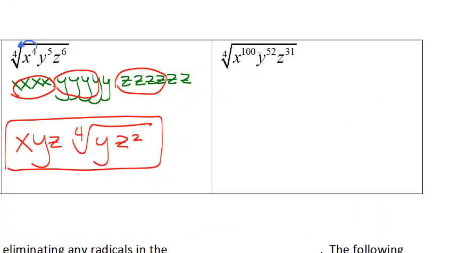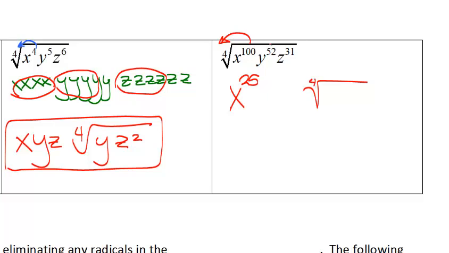So the 4th root of x to the 100, y to the 52, and z to the 31. I will not write out 100 x's and circle them in groups of 4. That's just ridiculous. But I could do my shortcut. If I have 100 x's and I'm looking for groups of 4, you just take 100 divided by 4, and that gives you 25 groups of 4, and they all come out. There isn't any leftovers, so nothing else gets put inside the house.